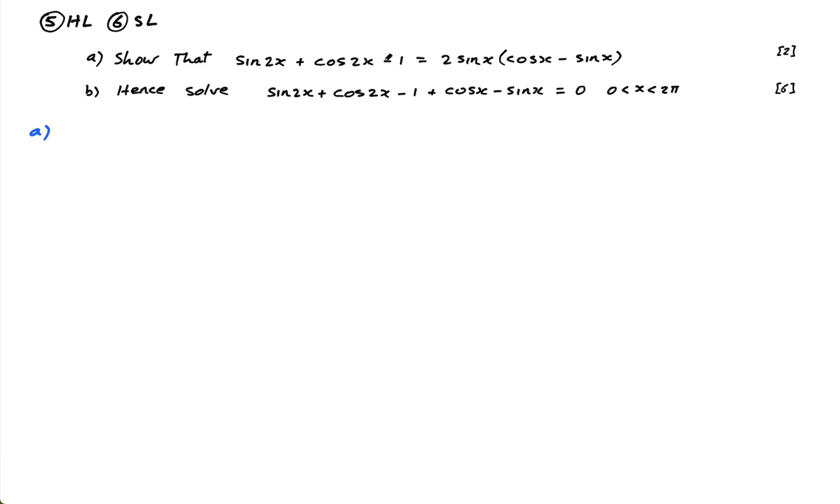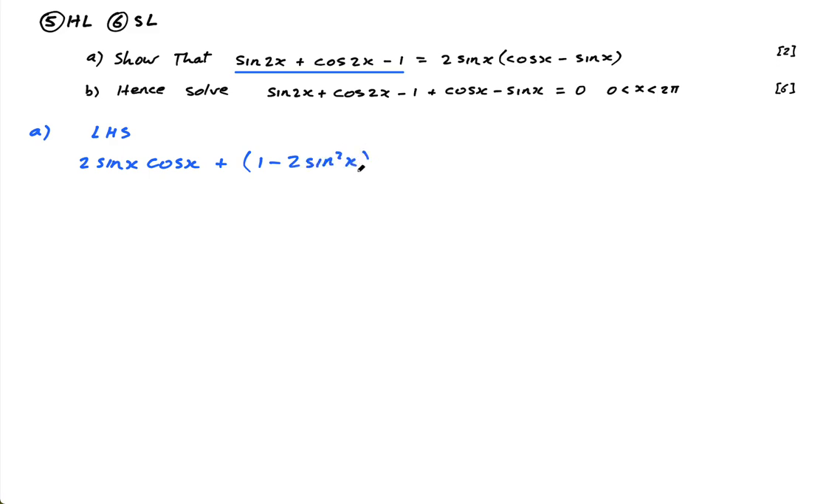So if it's a show that question, guys, I'm just going to do left-hand side. So we'll start with the left-hand side, which is this, and turn this into this. These are both double angles, so we're going to use the double angle identity. So sine 2x is 2 sine x cos x, and cos 2x, I'm going to use 1 minus 2 sine squared x.